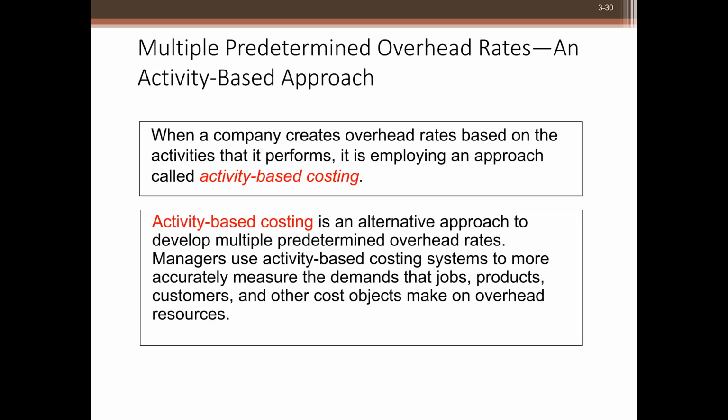on overhead resources. The last thing I want to mention here, in this chapter, we focus on manufacturing companies as examples to explain the job order costing system. But the job order costing system is also used in service companies, like law firms and accounting firms.